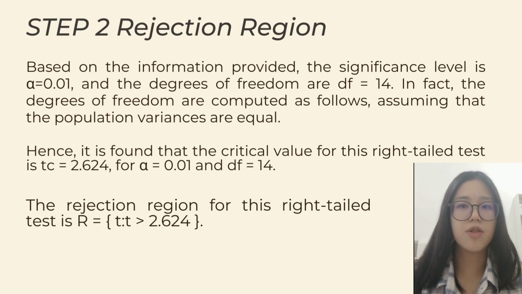The second step is the rejection region. Based on the information provided, the significance level is alpha equal to 0.01 and the degrees of freedom are df equals 14.